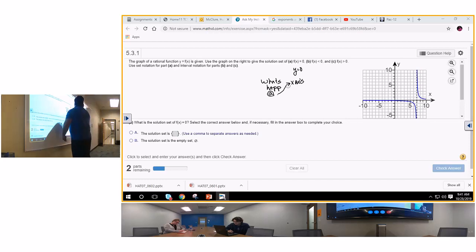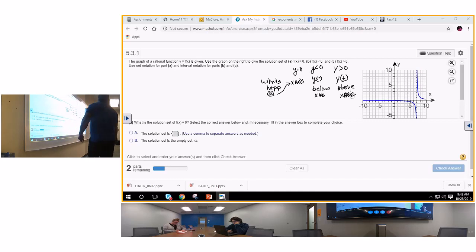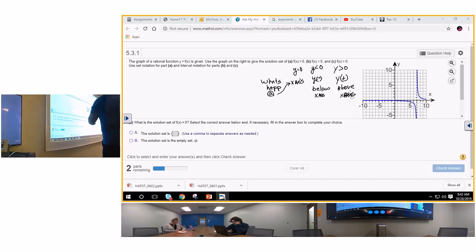This one says y is less than what? 0, which means y is negative. So that means if y is negative, that's below the what? Below the x-axis. What's happening below the x-axis? And of course, this says y is what? Greater than 0. That means y is positive, which means what's happening? Above the x-axis. So now that we got the pinkies taken care of, after we take the pinkies down, that's what we're asking. What's happening at the x-axis?